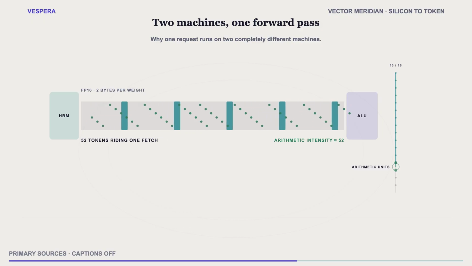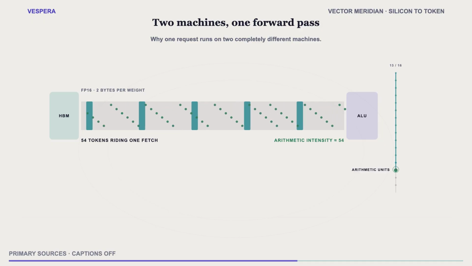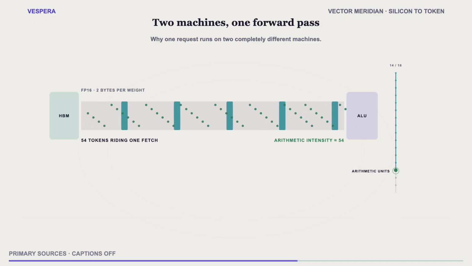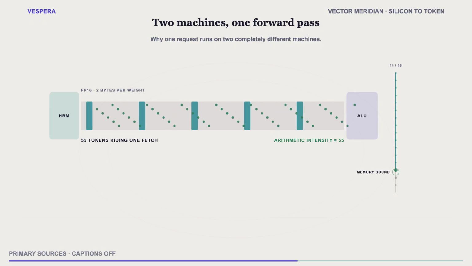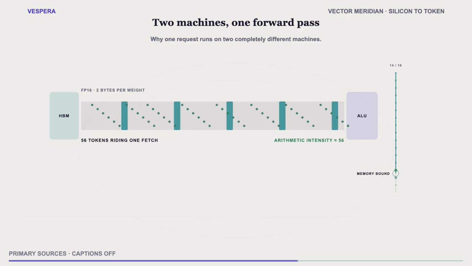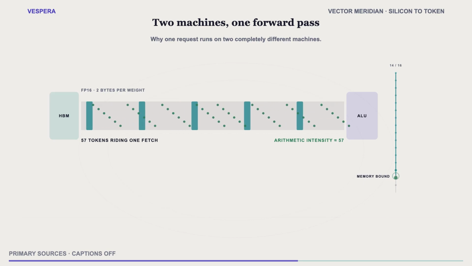During decode at arithmetic intensity 1 against an H100 whose ridge point is around 590, the chip operates at roughly 0.17% of its arithmetic capability. Two points on one graph from one request seconds apart. The first sits near the roof. The second sits on the floor 600 times below it.